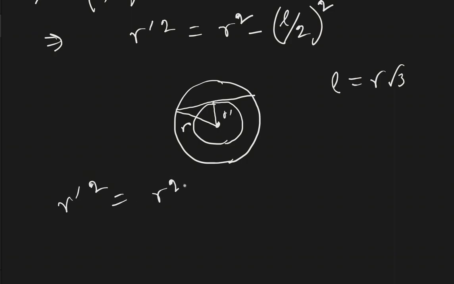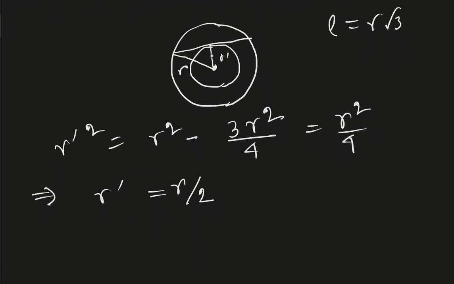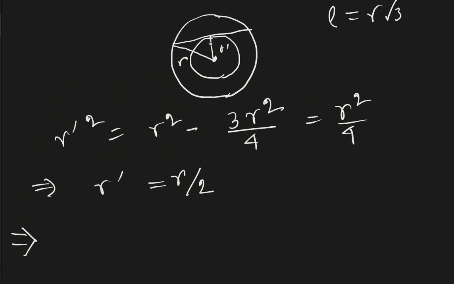It will be r square minus L square by 4. If we put L equal to r root 3, that means 3 r square by 4. That means r square by 4, so r prime is r by 2. Now we know that the radius of the smaller circle, r prime, is r by 2.